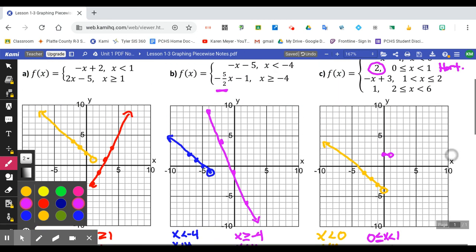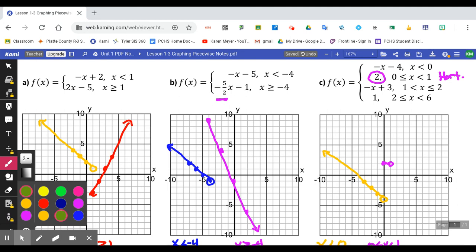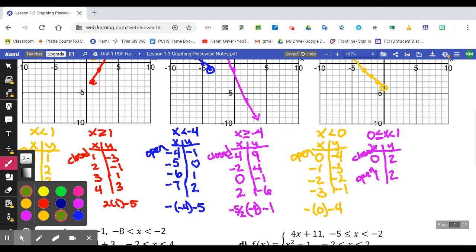Now the middle piece, or I don't want to say middle, the third piece, this one we have the restrictions of 1 is less than x, which is less than or equal to 2. So on my t-table, we have to have 1 and 2 because those are the numbers in my compound inequality. So let's plug those in. So you would have negative 1 plus 3, which is 2. And then if you plug in 2, you get 1. So remember, you have to have an open circle at the first one because it doesn't have the or equals to, and a closed circle for the last dot.